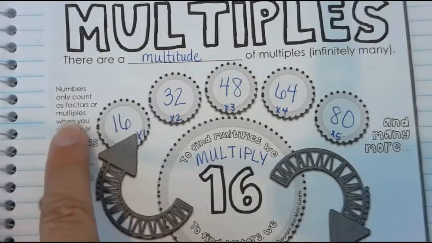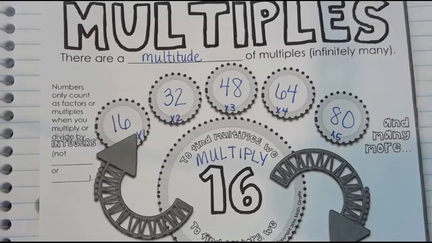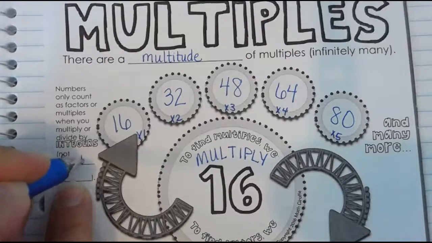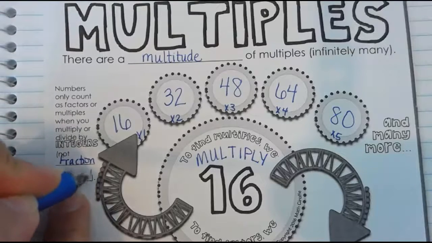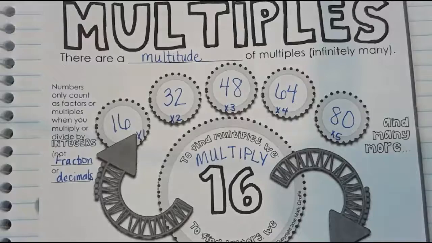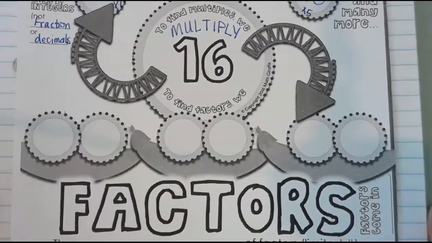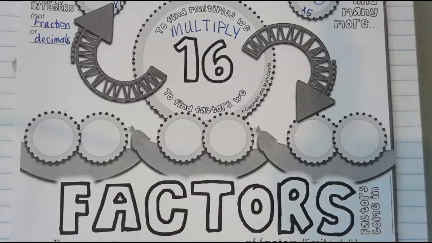Now, numbers can only count as factors or multiples when you multiply or divide integers. That's whole numbers, not fractions. Kind of tiny we have to write here, but we're going to write fractions or decimals. Anything with decimals does not count as well. Fractions or decimals. We flip it to the bottom half. And if I'm going too fast, you may always stop and pause this video, however you would like to use this.